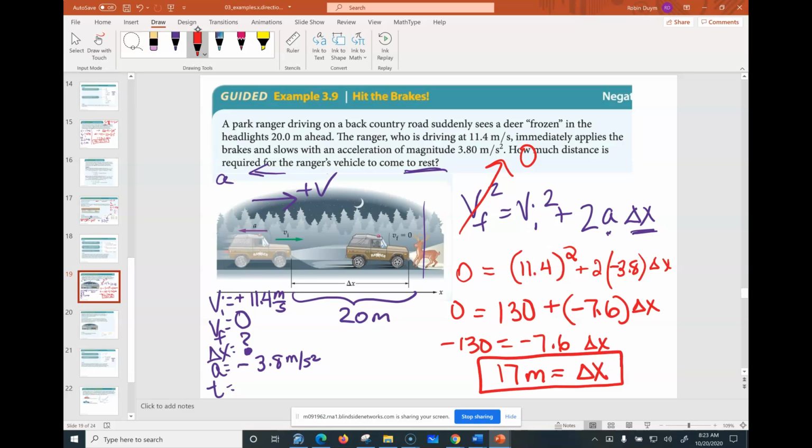What does that even tell you? It tells you that if you're moving at 11.4 meters per second and you apply your brakes, you are going to need 17 meters to come to a stop if that's your acceleration of your car. Does Bambi live? Yes. How do I know? Because Bambi's 20 meters away. You stop at 17 meters. So there's still 3 meters in between the two of you.